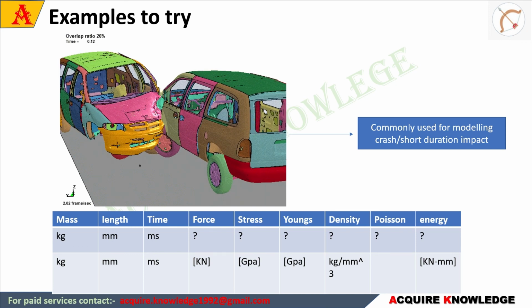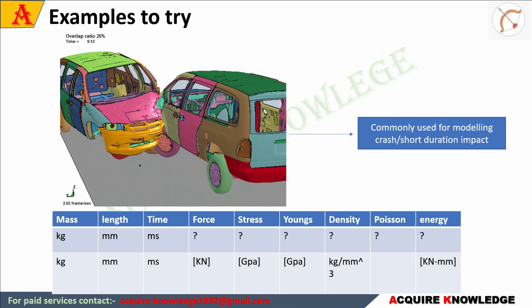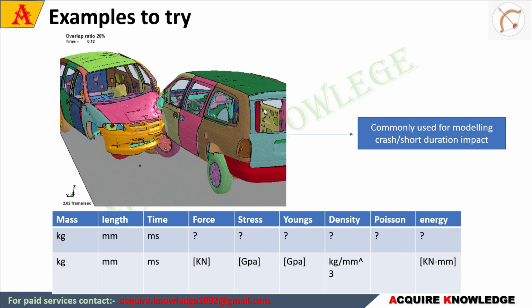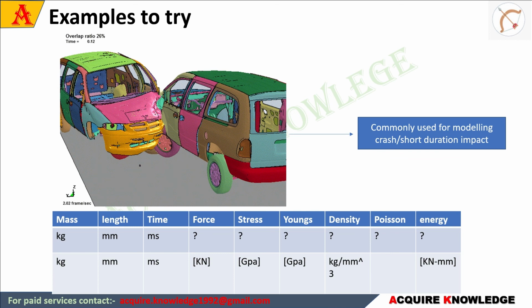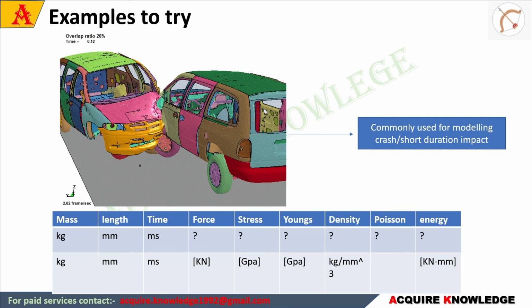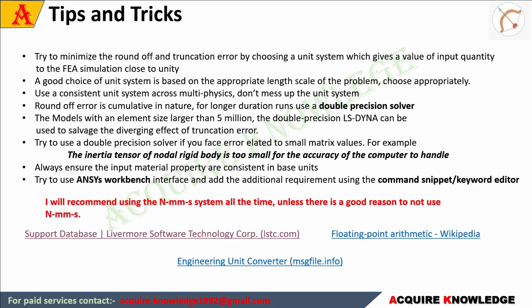So you can see the corresponding force unit that we are going to get after deriving it from these three base dimensions is going to be in kilonewton, then gigapascal, density is going to be in kg per mm cube, and energy is going to be kilonewton mm. These are some of the tips and tricks that I want to share.